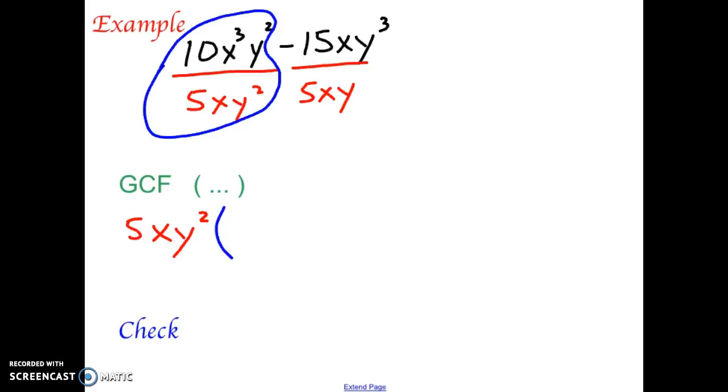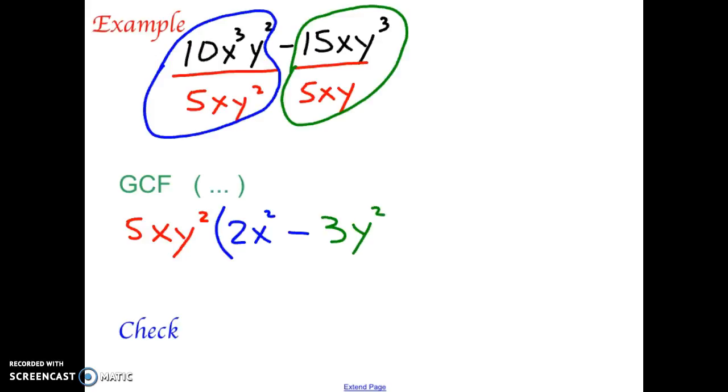For the first term, 10 divided by 5 will be 2. X cubed over x will be an x squared, and y squared over y squared should simplify to give us 1. Keep the sign the same. Switch to the second term. 15 divided by 5 will be 3. X over x will simplify to give us 1. And y cubed over y will be y squared.